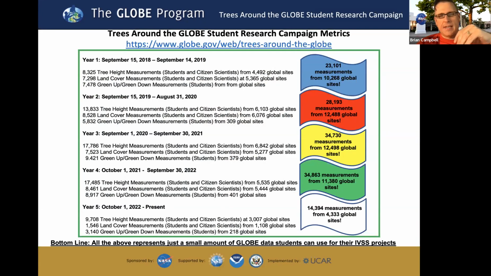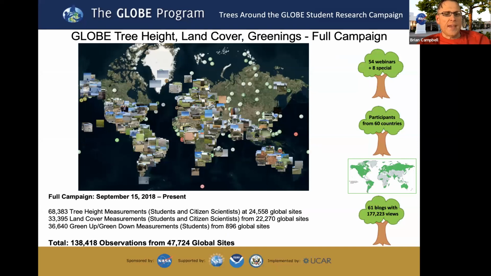Just these quick metrics here that we're going to jump back to. We've got a lot of measurements coming in all the time. We have over 14,000 measurements already in for just this year 5 of the campaign. And in total, we're closing in on 140,000 observations from over 47,000 global sites since we started the campaign on September 15th of 2018, coinciding with the launch of the ICESat-2 satellite.